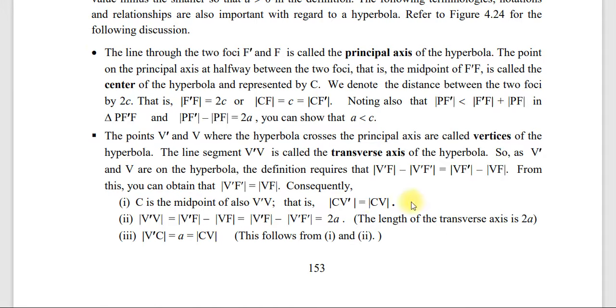That is, the magnitude of cv prime is equal to the magnitude of cv. Second, v prime v is equal to v prime f minus vf, which is equal to the magnitude of v prime f minus v prime f prime, which is equal to twice of a.